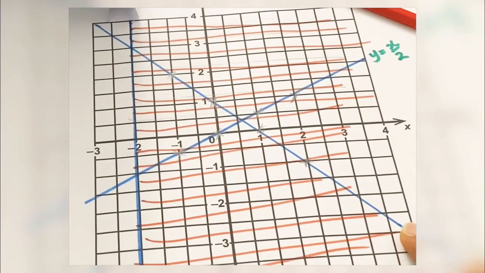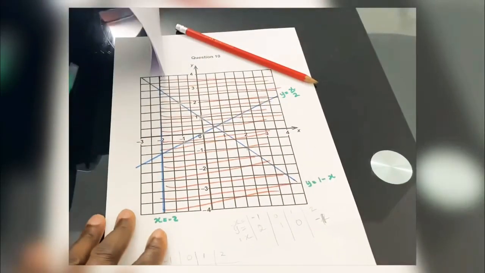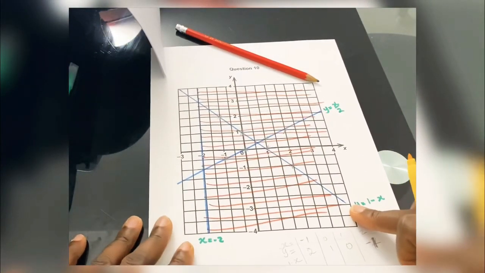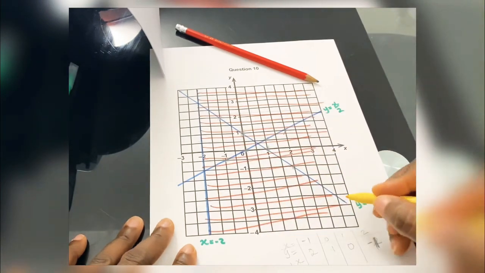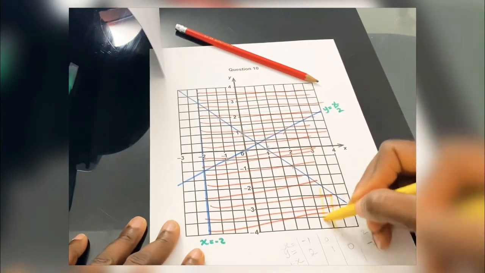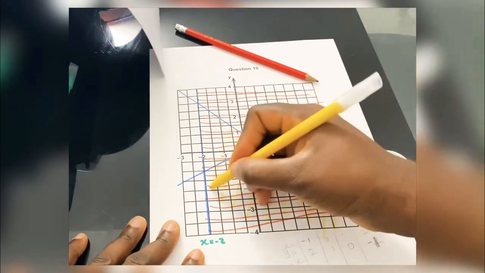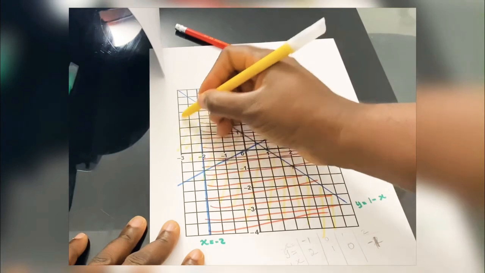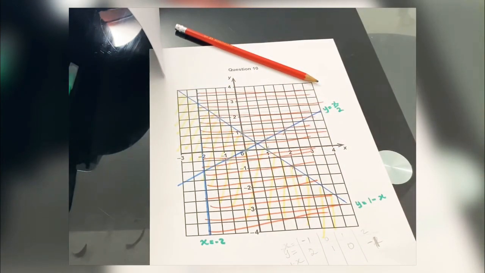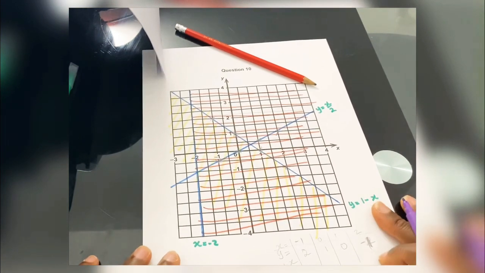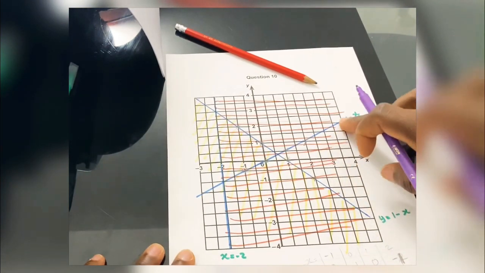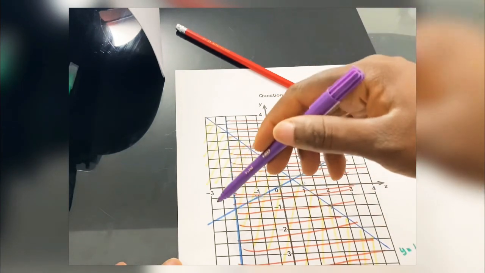This is 1 minus x right here. So I need to shade less than or equal to, so it will be going down this way. And the last one, I'm going to use a different color pen as well. Let me use a purple pen so that I can see clearly. This would be y is greater than or equal to x over 2. So this one would be this line right here. So I need to shade that region.